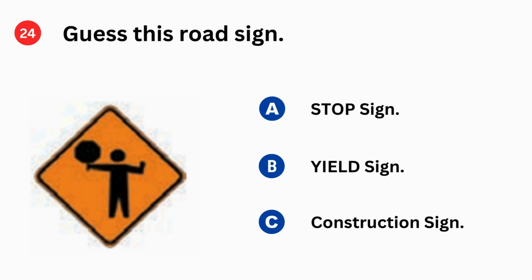Guess this road sign. A, stop sign. B, yield sign. C, construction sign. Nice one. It is the construction sign.